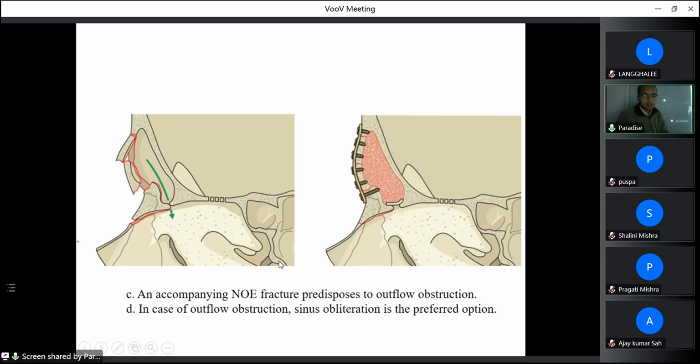Accompanying NOE fracture predisposes to outflow obstruction. In case of outflow obstruction, sinus obliteration is the preferred option. Whenever there is obstruction to the frontal sinus outflow, you have to obliterate the frontal sinus lining. You have to remove all the lining, and then obliterate it with either fat, buccal fat or abdominal fat, or any muscle, or pericranial flap, or maybe sometimes alloplastic material as well. But preferably, it's always better to use fat pad.